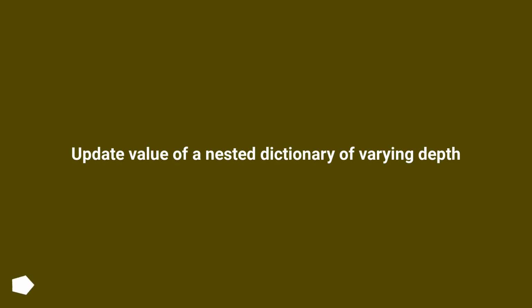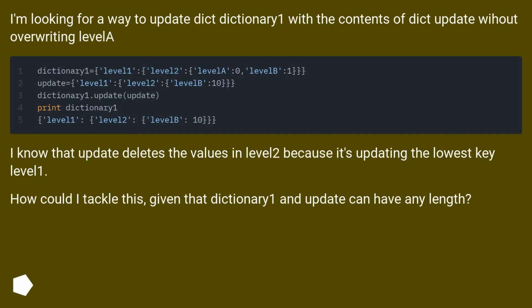Update value of a nested dictionary of varying depth. I'm looking for a way to update dict dictionary1 with the contents of dict update without overwriting levelA. I know that update deletes the values in level2 because it's updating the lowest key level1. How could I tackle this, given that dictionary1 and update can have any length?